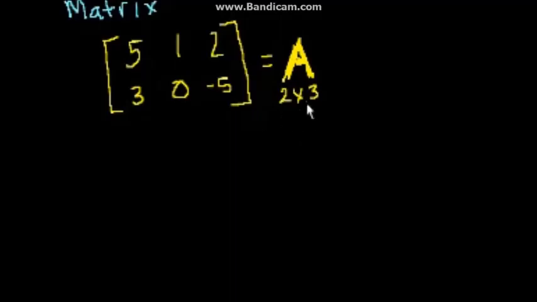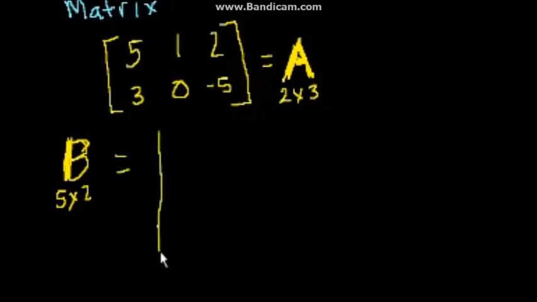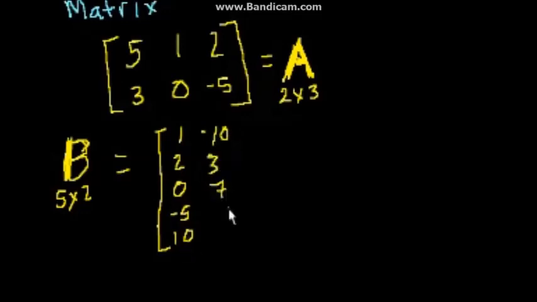So if I said that B, I'll do it extra bold, is a 5 by 2 matrix, that means B would have 5 rows and 2 columns. I'll just type in numbers: 0, -5, 10, and it has another column here, so -10, 3. I'm just putting in random numbers here: 7, 2, pi. That is a 5 by 2 matrix.